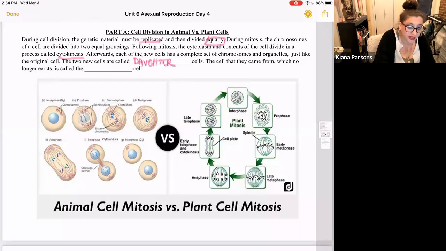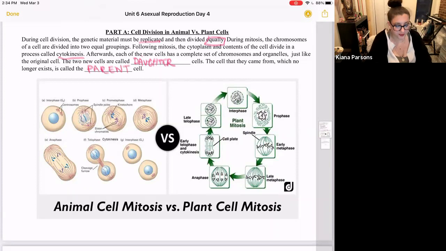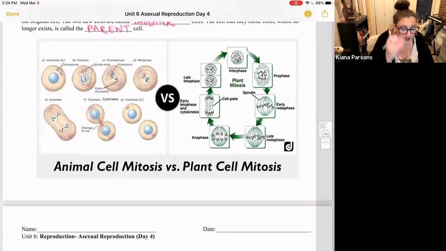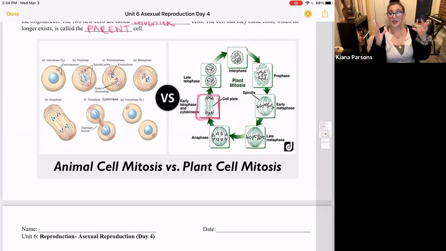The cells that they came from, that no longer exist, are called the parent cell. And you can see here in animal and plant cells, the primary difference has to do with that rigid outer layer of the plant cell, the cell wall. So because plant cells have this more rigid structure, in the case of an animal cell, the nuclear membrane dissolves and reforms. That's really it. That's all that separates the contents of one cell from the contents of another cell.